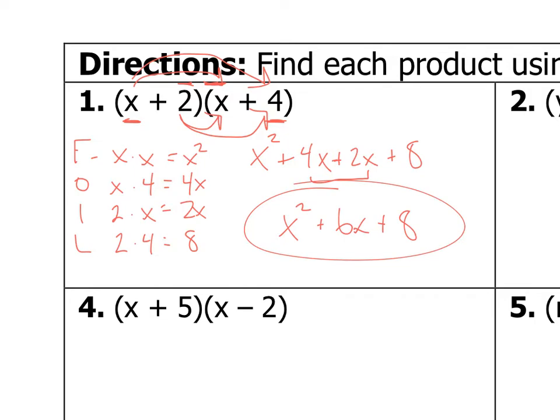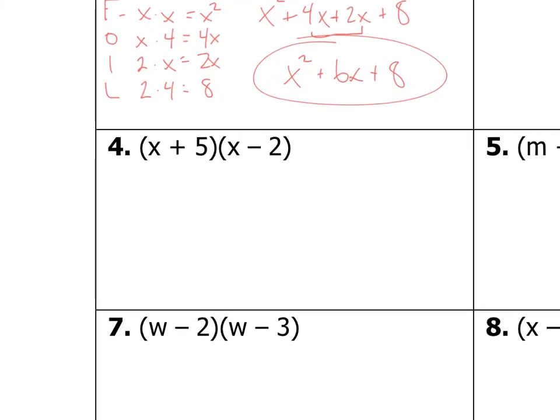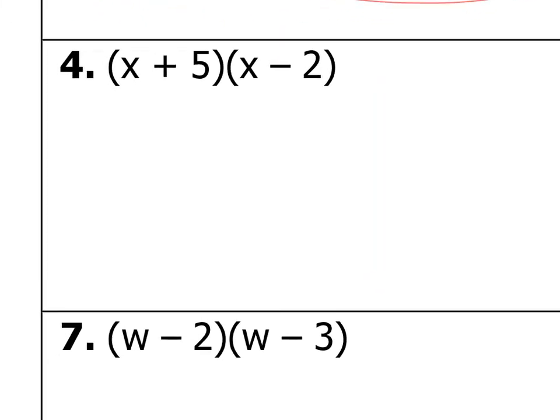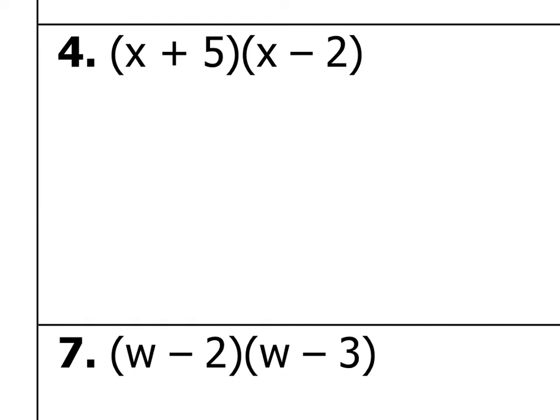So, not crazy multiplication. The trick to this, kids, is watching your signs. Like x plus 5, everything's positive. x minus 2, be careful now. Every time I multiply with this 2, it's really a negative 2. So that's going to change some signs around for us, which is going to make life difficult. All right, but here we go.